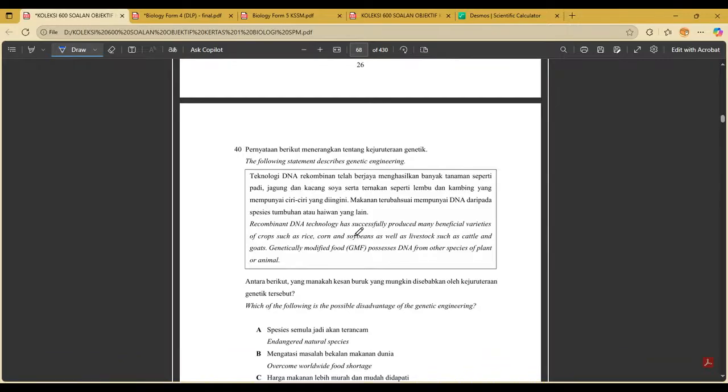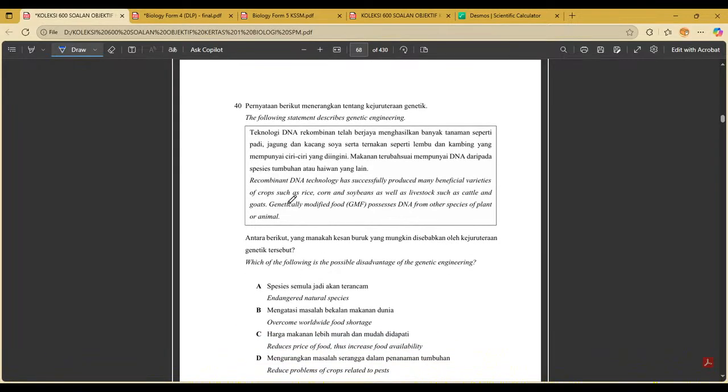The following statement describes genetic engineering. Recombinant DNA technology has successfully produced many beneficial varieties of crops such as rice, corn, and soybeans, as well as livestock such as cattle and goats. GMF presents DNA from other species of plant or animal. Which of the following is a possible disadvantage of genetic engineering? Advantage, advantage, advantage, disadvantage. 40A. Yep.